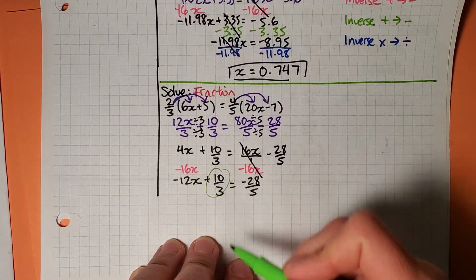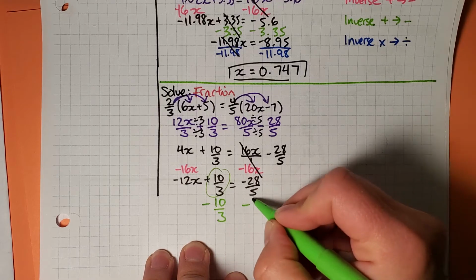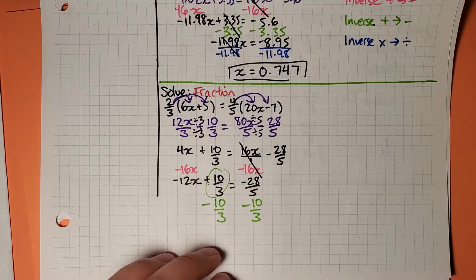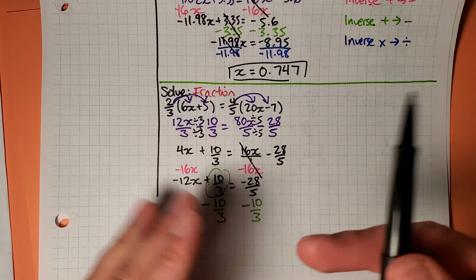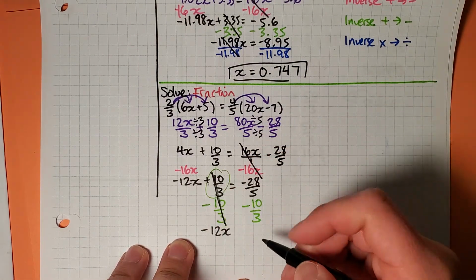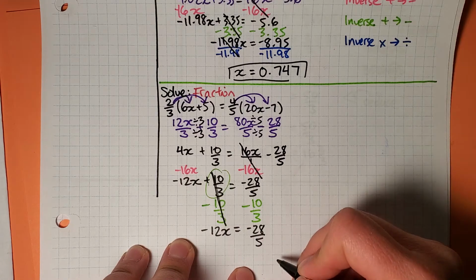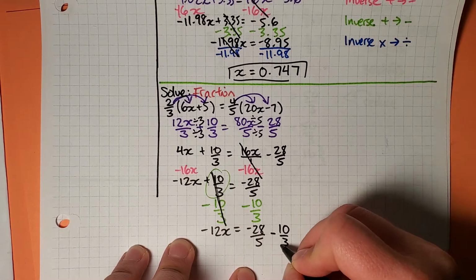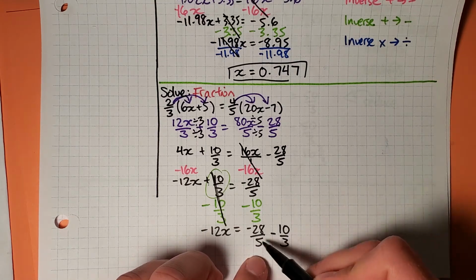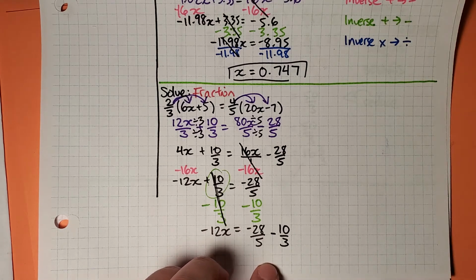Next step, I'm trying to get rid of this whole fraction here. So right now it's being added, so I will subtract 10 over 3. I will subtract 10 over 3, just like that. The way it's stacked like that, that's not a very good way to solve it, but let me leave it like that for just a second. This cancels out, so I'm just left with negative 12x. This one, I'm going to rewrite it so I can visualize it a little bit better. I have negative 28 over 5 minus 10 over 3. Looking at my denominators right now, I can't do this. I can't do negative 28 over 5 and minus 10 over 3. I need a lowest common denominator first.